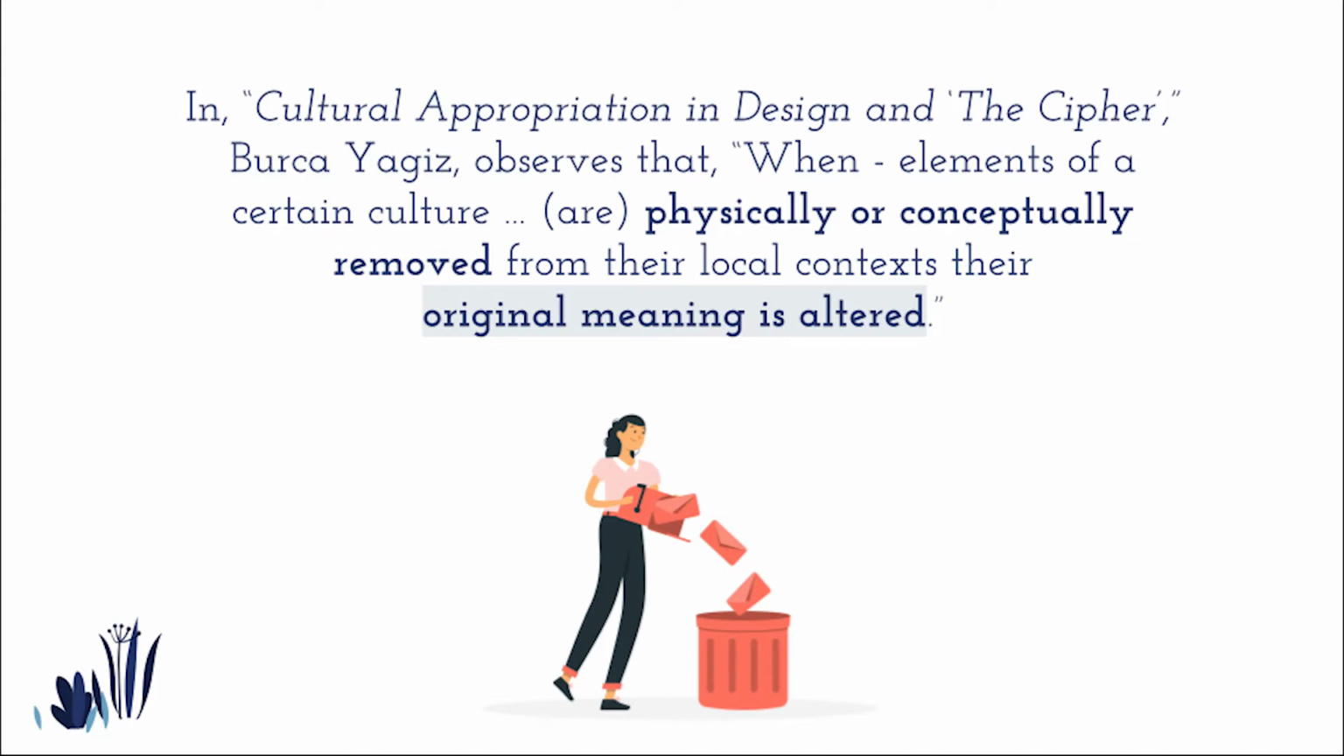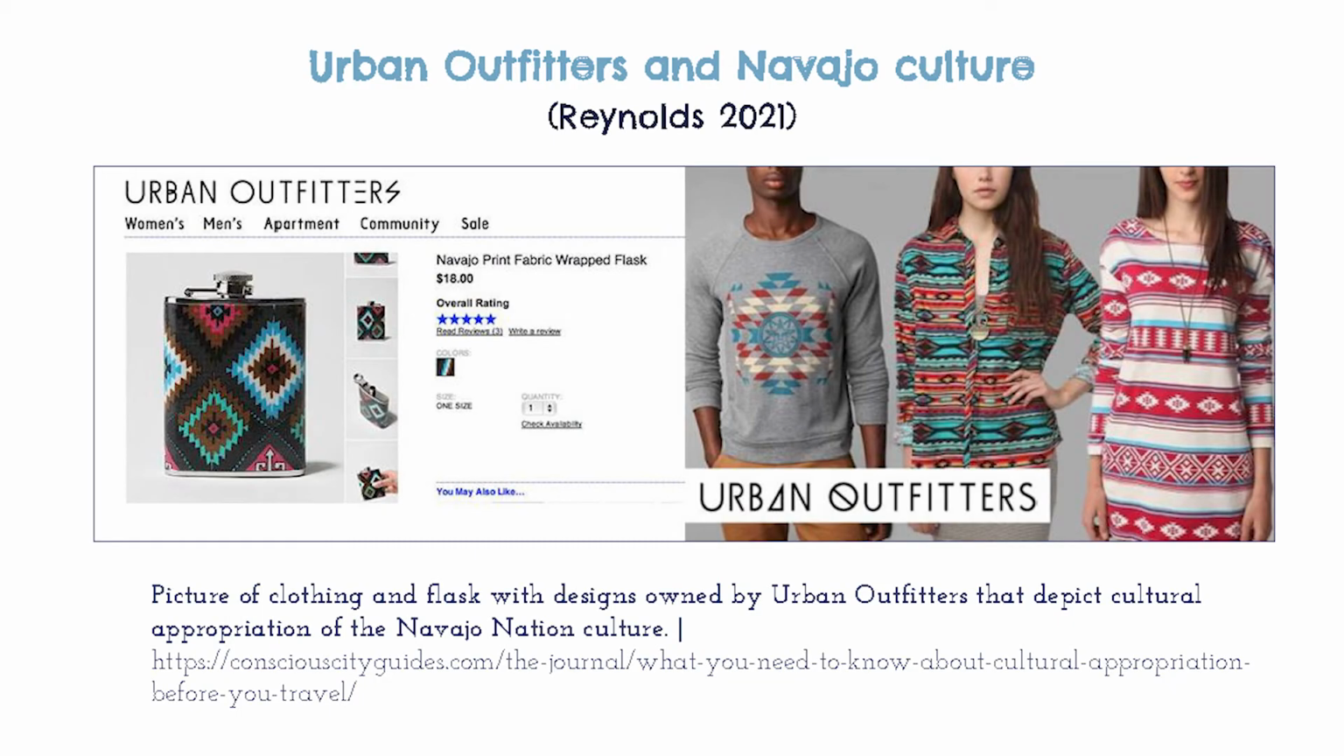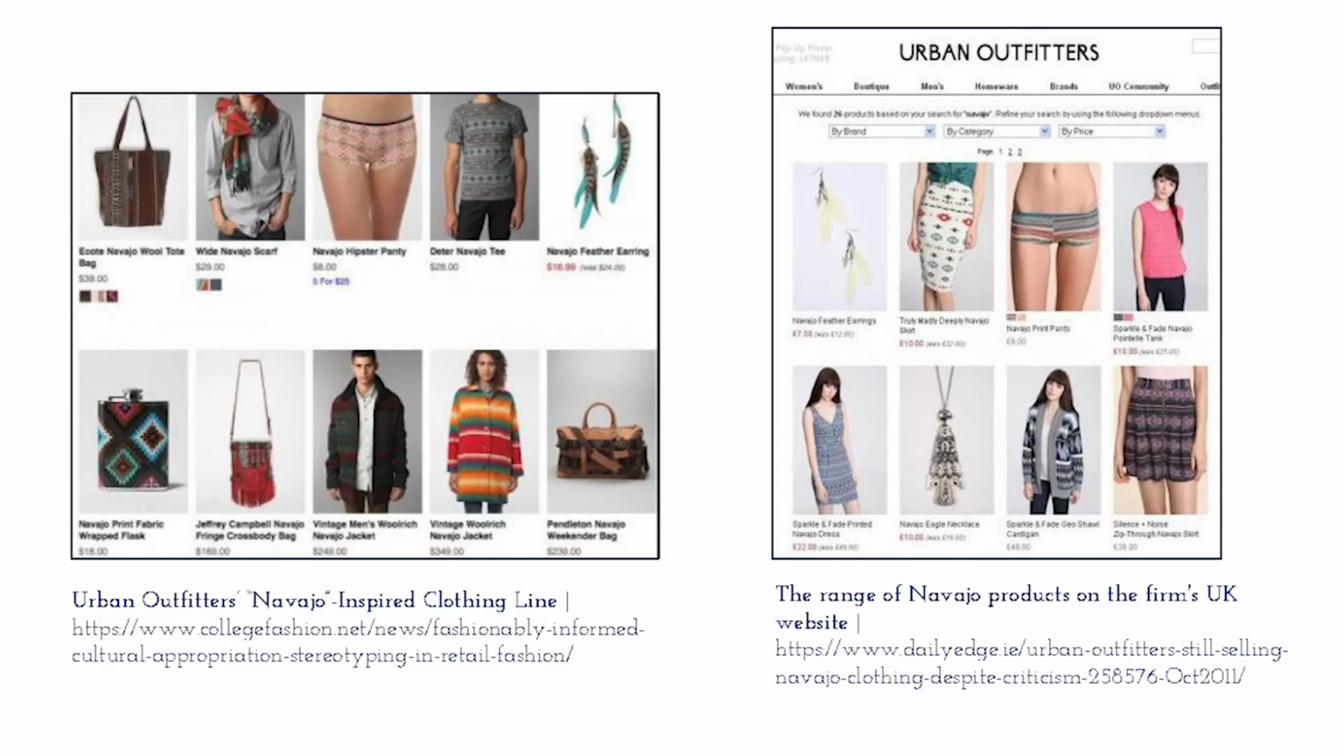In another article, Molly Wong of Design Week in the UK talks about how this is a practice that waters down other cultures for Western profit. Based on these two sources, we can infer that appropriation in design is not a new concept to the world. And as of now, those who get affected are populations that Western influence tries to appropriate by implementing their culture into Western designs, such as Native Americans and other minority cultures. One example that I found throughout the internet was Urban Outfitters and Navajo culture being poached, and their designs being altered slightly and put on t-shirts for money and sold under the label Urban Outfitters, with no recognition of Navajo culture.